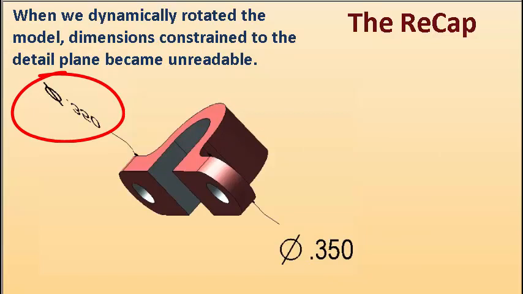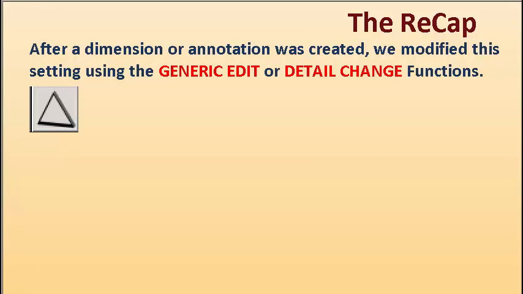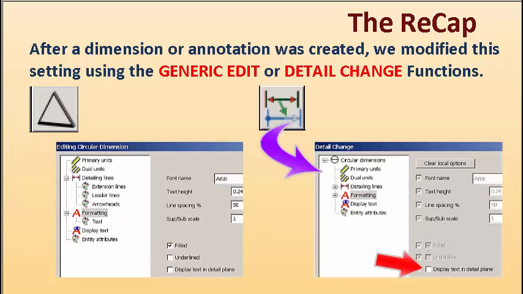When we dynamically rotated the model, dimensions constrained to the detail plane became unreadable. Dimensions made with the check removed were always readable. After a dimension or annotation was created, we modified this setting using the generic edit or detail change functions.